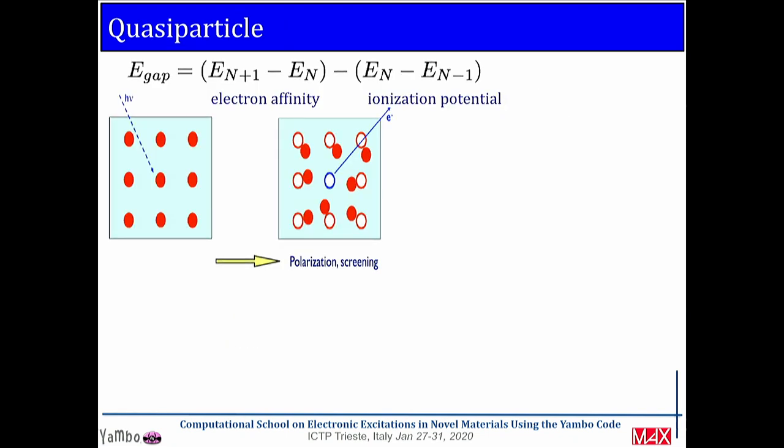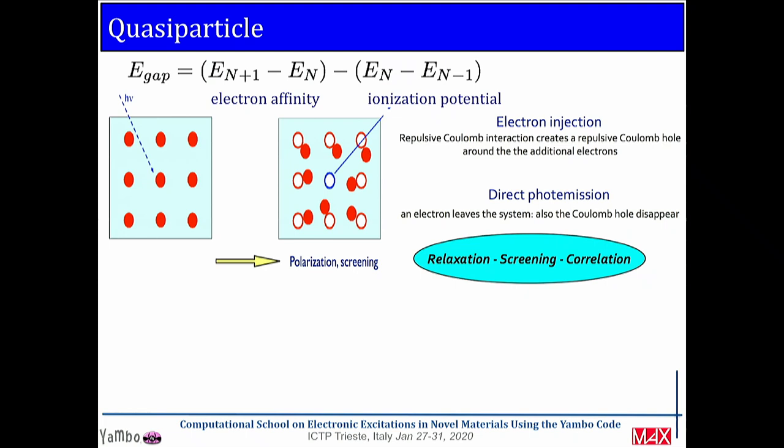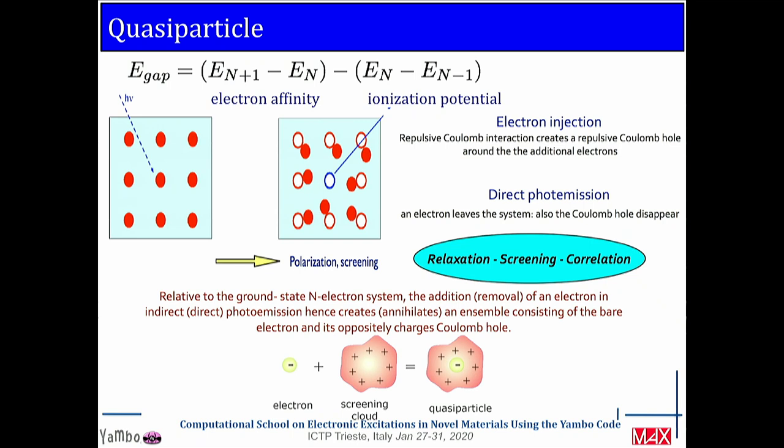Many-body in the sense that when you extract an electron from your system, you are also going to extract the electron hole around your electron. So you have different phenomena of relaxation, screening, correlation. So it's hard to treat as a one-electron process. Here the concept of the quasi-particle, which has already been commented on today and also yesterday, becomes very useful. The electron plus its screening cloud forms what we call the quasi-particle, which interacts with a screened interaction.